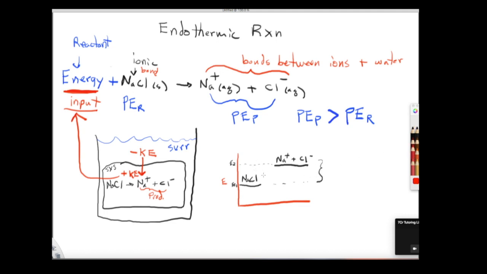Maybe an easier way to look at this is if I literally draw an arrow. The two products literally had to be lifted above where we started with the solid. It had to be lifted to this new location here, and the only way that could happen is by the addition of energy, and the energy that was added was the addition of kinetic energy. That's how we went from this point to that point.